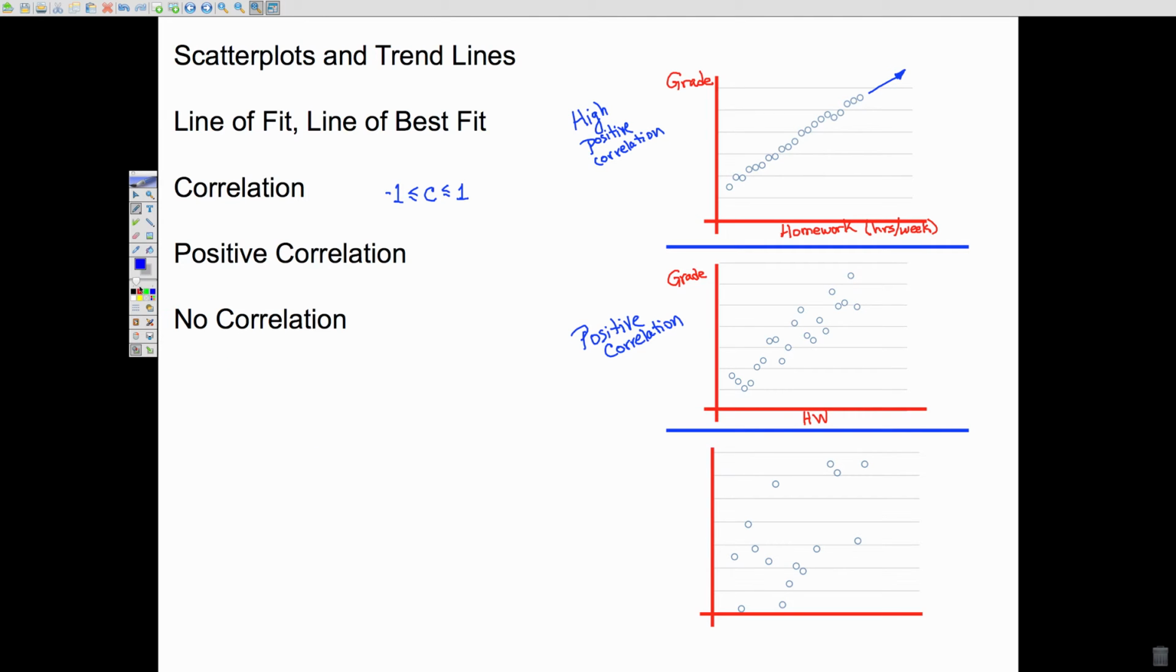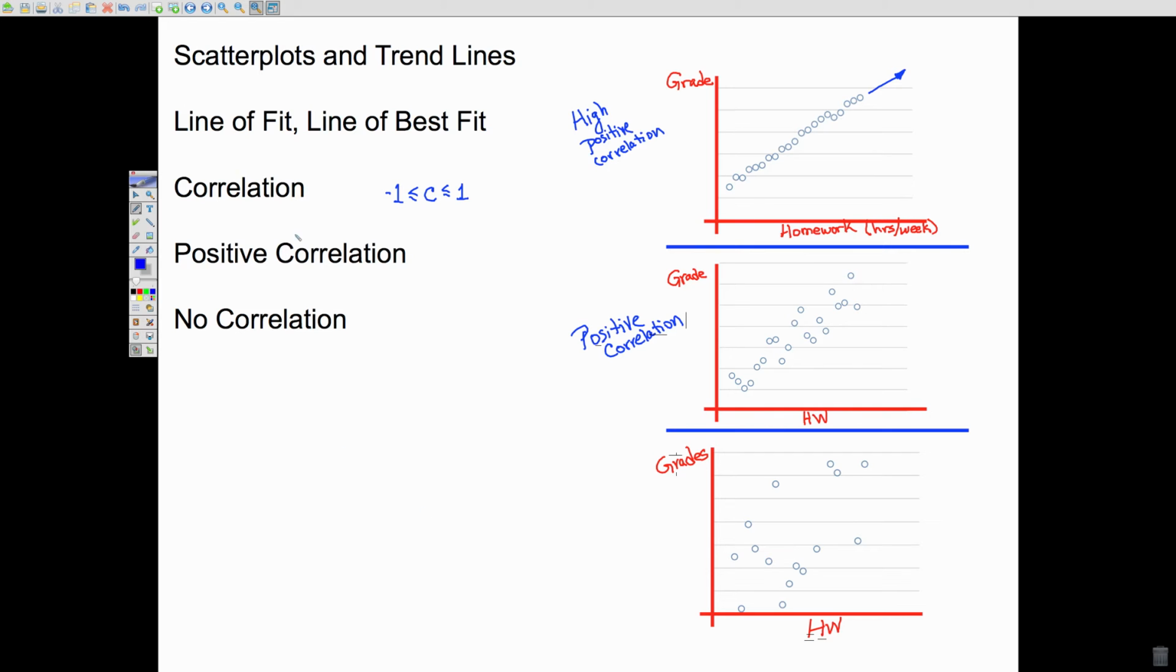Now one more teacher did this. This teacher down here, and here would be the homework hours, and here would be the grades. And for this teacher, it looks like there's almost no correlation at all, that it didn't matter how much homework students got. By and large, some of the students who did very little homework got high grades, and some of the students who did a lot of homework may have gotten low grades. So here we might say that there's either low correlation or no correlation.